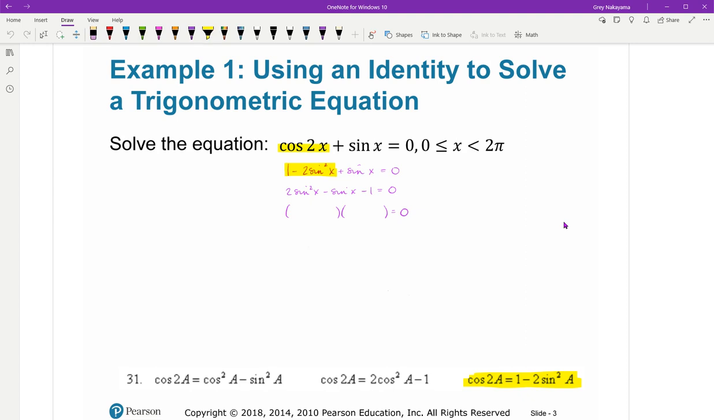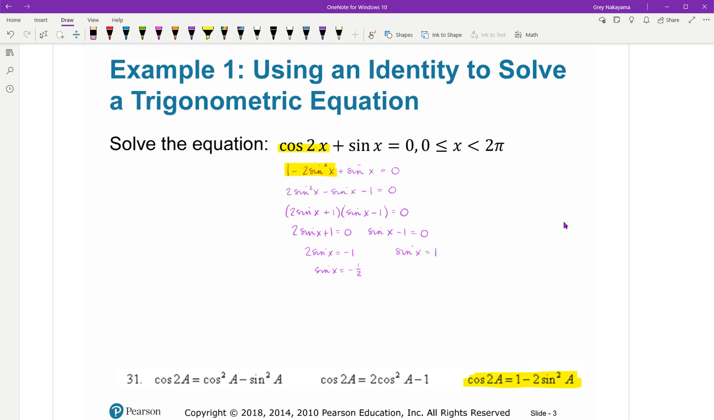So again, factoring 2 sine squared means 2 sine x and sine x. Factoring 1 is just 1 and 1. And then you have to figure out which one's positive and which one's negative. Then we're going to set each factor equal to 0 and solve for x. So I'm going to subtract 1 first, then divide by 2. And over here, I'm going to add 1.